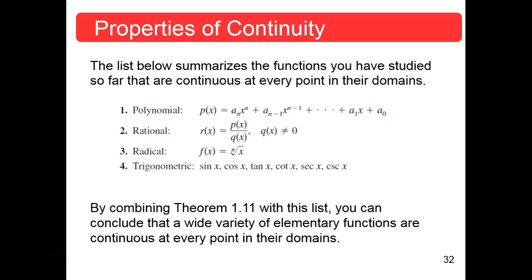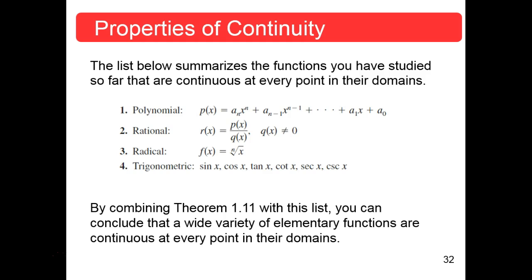Now, the list below summarizes the functions that you have studied so far, hopefully, that are continuous functions at every point in their domain. We know polynomial functions are, right? A polynomial function, by the way, is a sub n x to the n plus a sub n minus 1 x to the n minus 1. These are just counters that indicate this is the coefficient that goes with that exponent, and all the way down. Continuous everywhere. No limits on a polynomial function.